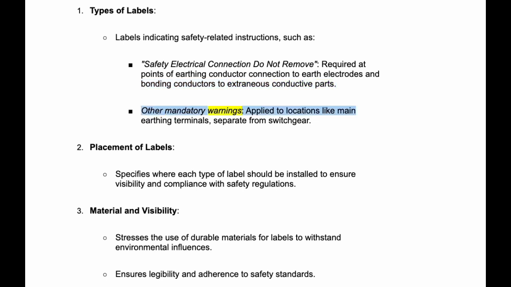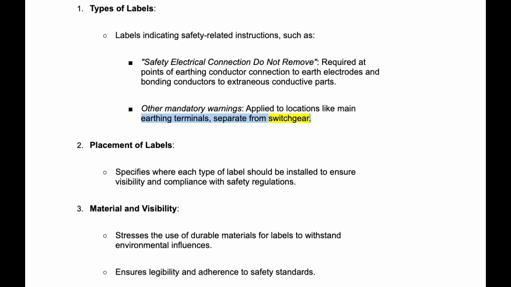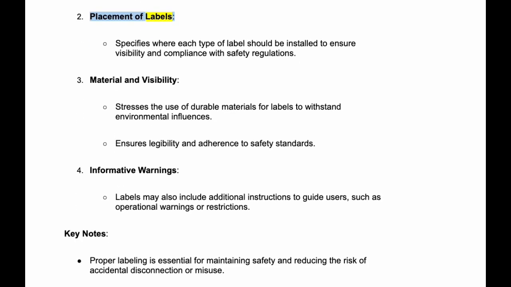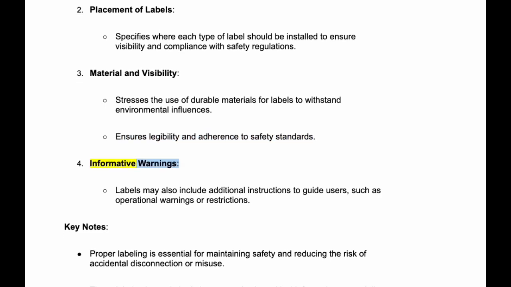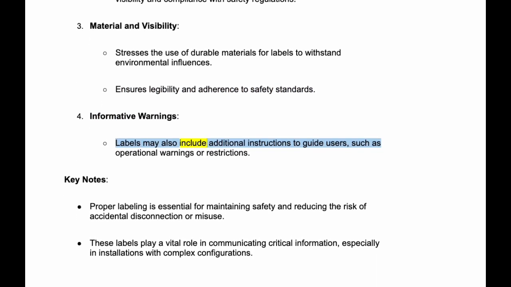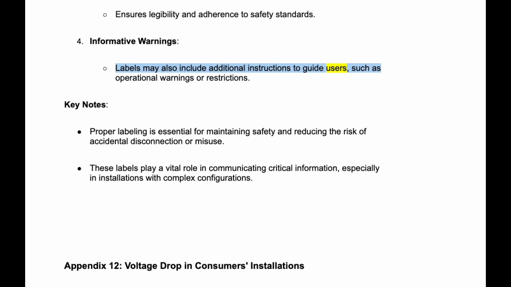Other mandatory warnings. Apply to locations like main earthing terminals, separate from switchgear. Placement of labels. Specifies where each type of label should be installed to ensure visibility and compliance with safety regulations. Material and visibility. Stresses the use of durable materials for labels to withstand environmental influences. Ensures legibility and adherence to safety standards. Informative warnings. Labels may also include additional instructions to guide users, such as operational warnings or restrictions.